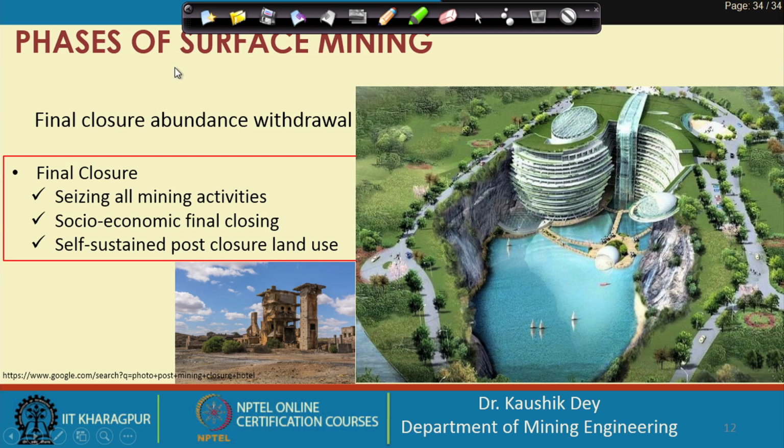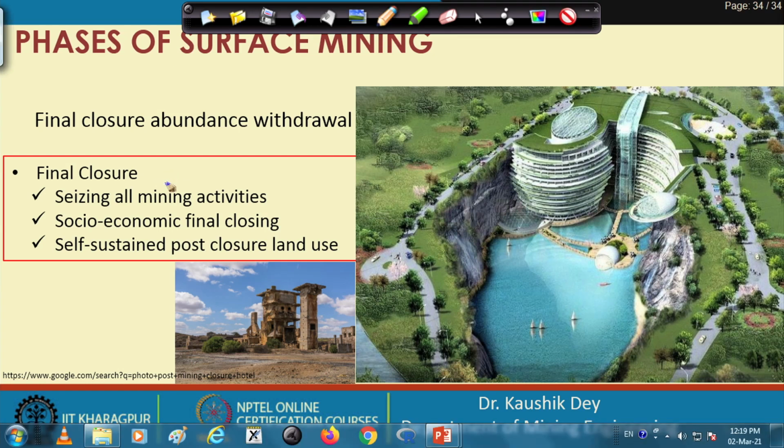Final closing means we have to cease all the mining activity. Socio-economically, the final closing has to be carried out, and self-sustained post-closure land use has to be made. This part we are discussing is very, very important: final closing means we are withdrawing everything related to mining operations.